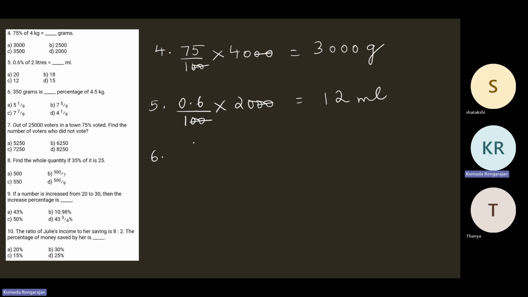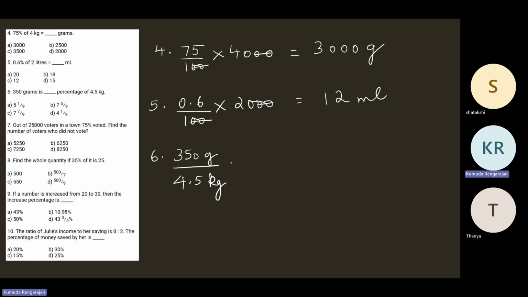350 grams is dash percentage of 4.5 kilograms. So this one is 350 grams. You'll have to find the percentage. To find percentage, you should multiply by 100. So 350 grams out of 4.5 kilograms.